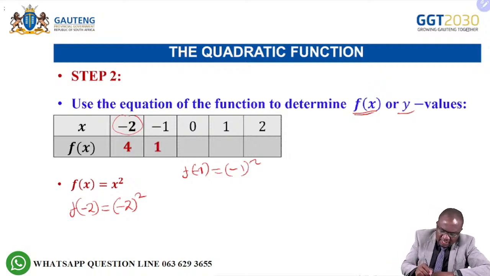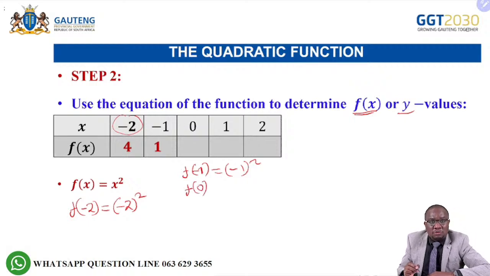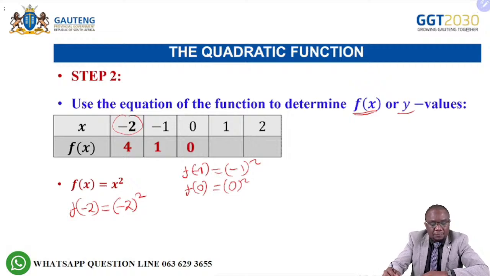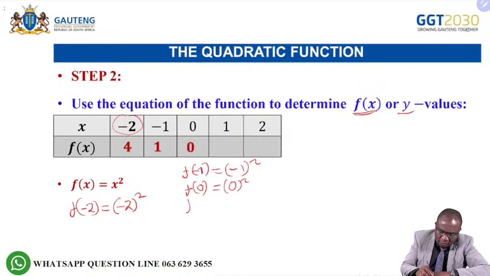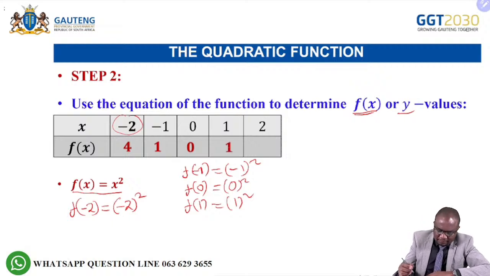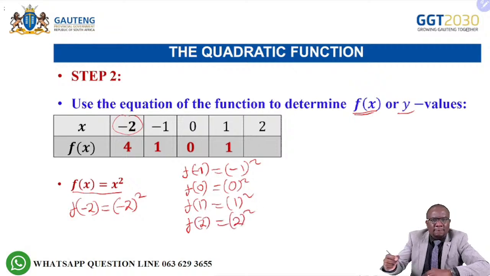Right. And then we have f of 0. Where there's x, we put 0. What do we get? We get 0 squared, which is equal to 0. And then we have f of 1, which is equal to 1 squared. You see, I'm using this function. So 1 squared is equal to 1. And then we have f of 2, which is 2 squared, which is 4.